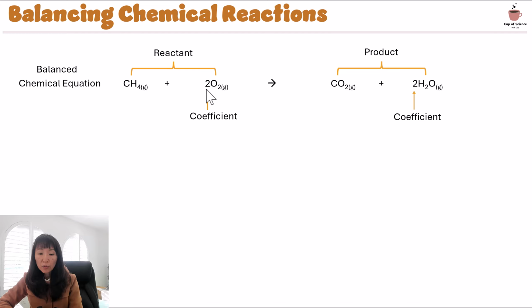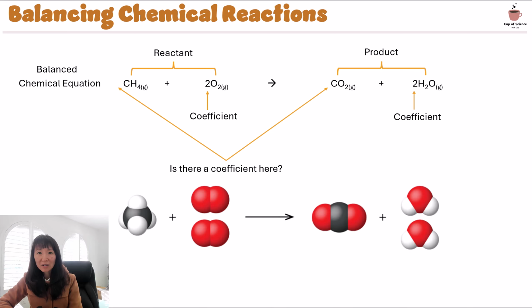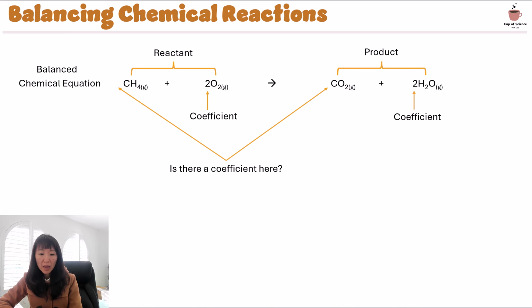So there is a coefficient in the front. What does that represent? Well, that shows that there's 2 of the oxygen gas. There's 2 of the water. What about in front of carbon dioxide and the methane? Is there a coefficient here? Yes, there is actually a coefficient there, and actually there's 1. We just don't write 1. I'm going to go ahead and write 1 for now.